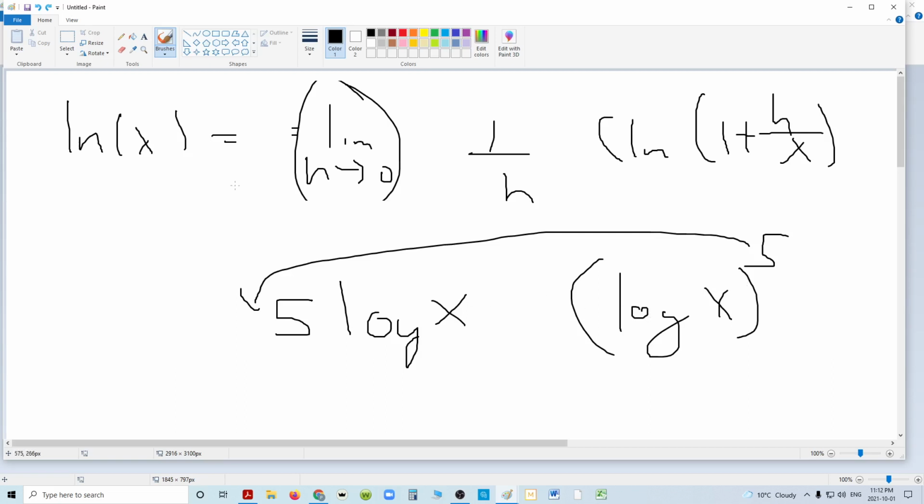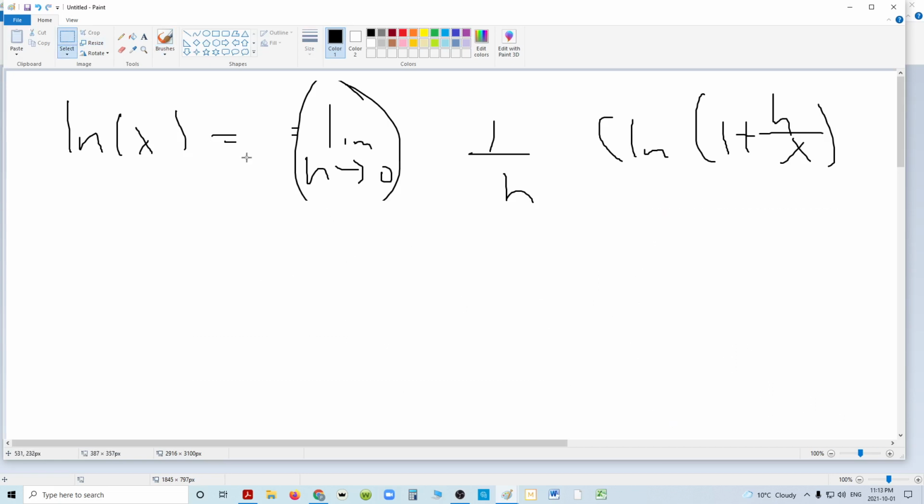Now, let me go back to here and say I have a multiplier in front, but instead I'm going to put it over here as an exponent. So I'm going to get rid of it.